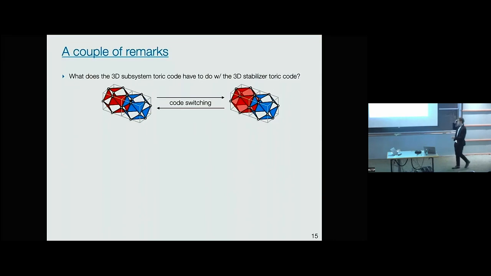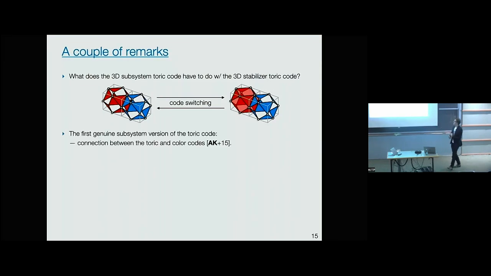Well, those two models are related by code switching. So what I mean by that is if I have the code word in the 3D subsystem toric code, I can transfer it into a code word of the 3D stabilizer toric code by gauge fixing, by fixing the state of the gauge qubits that I have in the 3D subsystem toric code. And vice versa, if I have a code word in the 3D stabilizer toric code, it is trivially a code word of the 3D subsystem toric code for which gauge qubits are put in some special state.